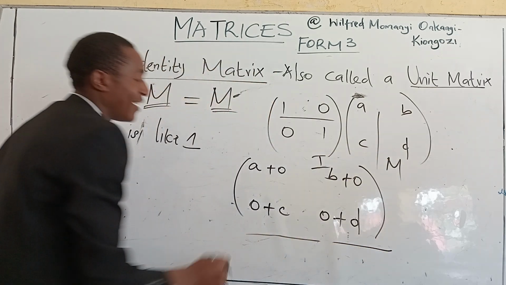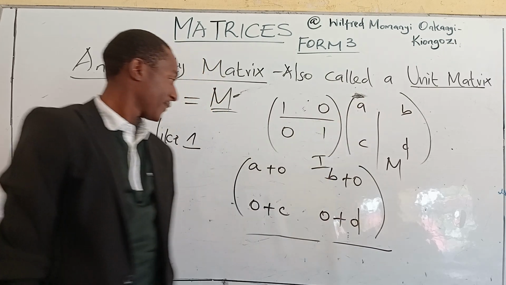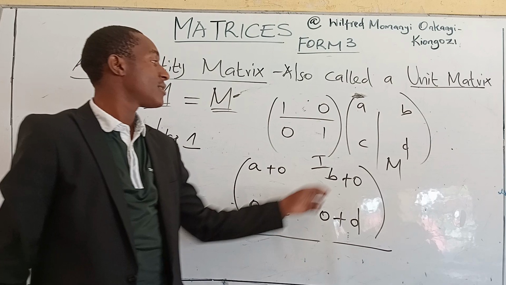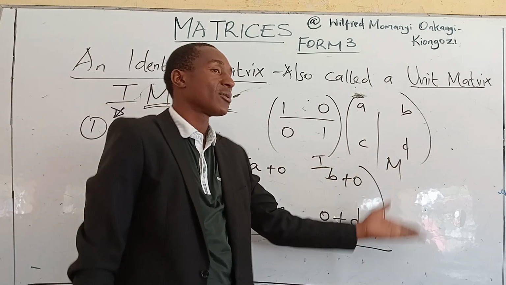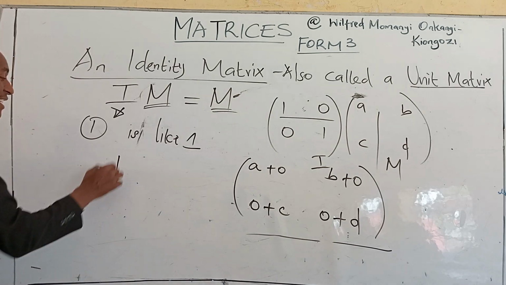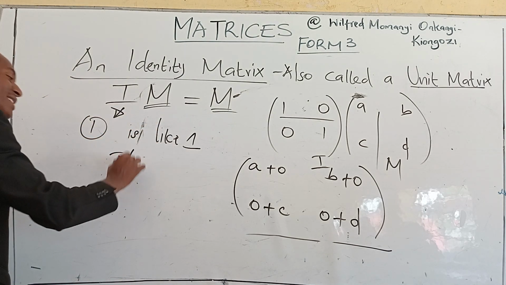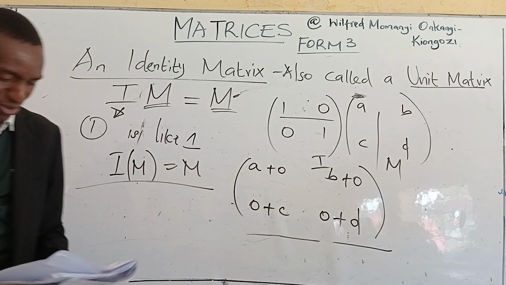What happens? A plus 0 is A. B plus 0 is B. 0 plus C is C, and 0 plus D is D. So we have confirmed that an identity matrix is like 1, because if you multiply it by another matrix, the answer is that matrix. Well, you have understood that.